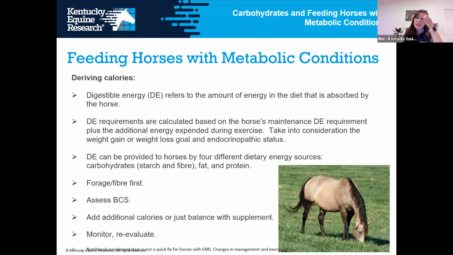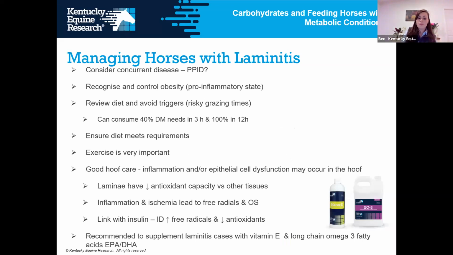So really the practical approach to looking at these horses with metabolic conditions is looking at digestible energy requirements. What we've just been through: looking at forage and fibre first, assess what you've got on the ground, make the most of it if you can. If you can't, decide on an alternative forage source which is safe. Assess body condition score, and then you can make a decision if you need to add additional calories or just balance the supplement with a vitamin and mineral, and then monitor it and reevaluate it. You've got to continuously do this all the time.